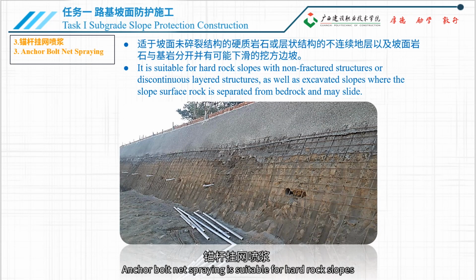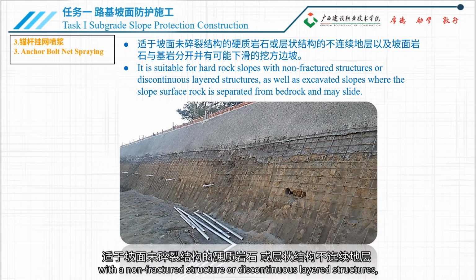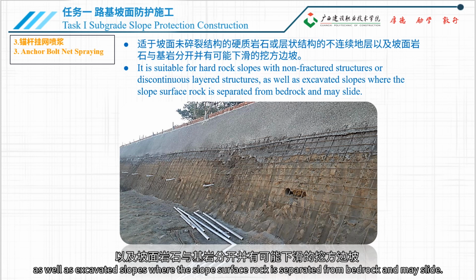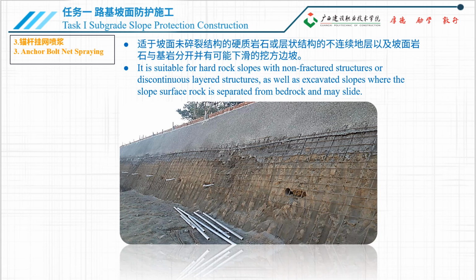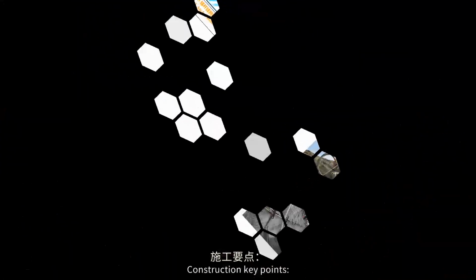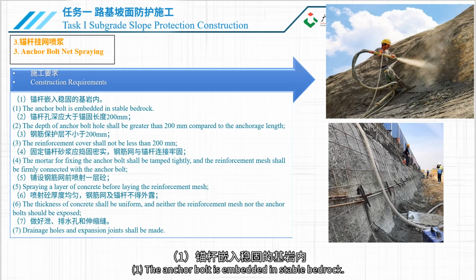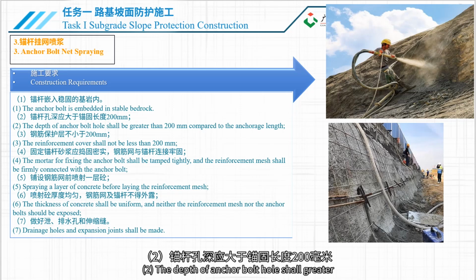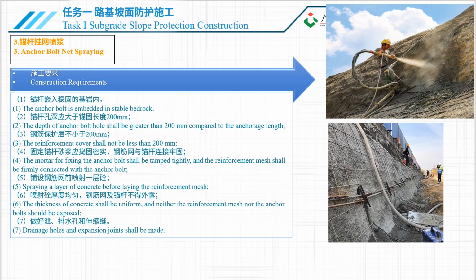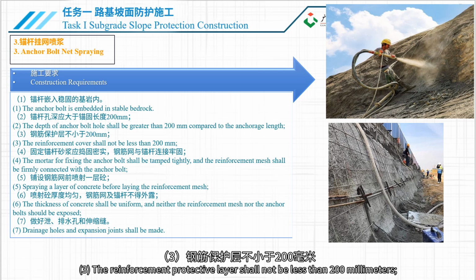Anchor bolt net spraying is suitable for hard rock slopes with a non-fractured structure or discontinuous layered structures, as well as excavated slopes where the slope surface rock is separated from bedrock and may slide. Construction key points. 1. The anchor bolt is embedded in stable bedrock. 2. The depth of anchor bolt hole shall be greater than 200 millimeters compared to the anchorage length. 3. The reinforcement protective layer shall not be less than 200 millimeters.